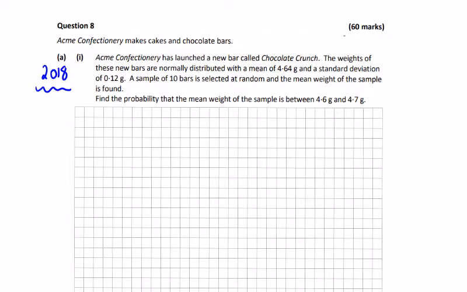2018 statistics. The last part is financial maths, so it's not worth a full 60. So we now have a mean in this question, a standard deviation, and a sample of 10 bars. And we're asked the probability between these two values. Anytime we get these stats questions, we do a sketch just to see where we're at.